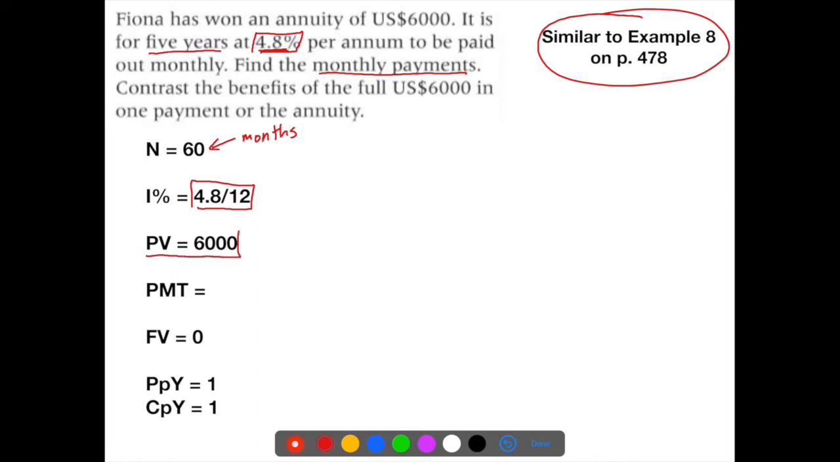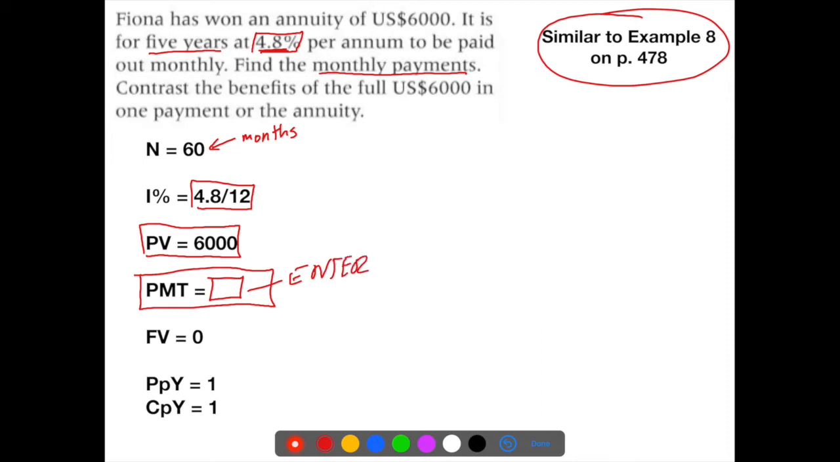Furthermore, the present value, that's how much was owed at the beginning. The total value is 6,000. So that's how much she won. She'll end up getting more because of the interest. Now to find out how much payment she gets, this is what we're going to leave blank. You can put a number there if you want, but in the end, you're going to put your cursor back right here and then push enter.